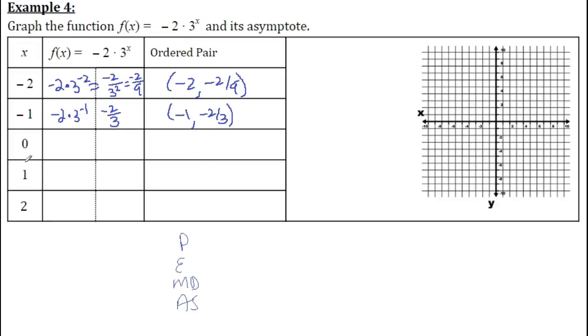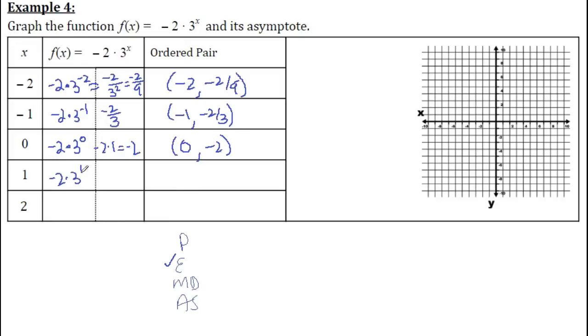Moving on to x equaling 0, I'll have negative 2 times 3 to the 0. Exponents first. That exponent talks just to the 3. Anything to the 0 power is 1. So it becomes negative 2 times 1, which of course is just negative 2. So I have the point 0, negative 2.